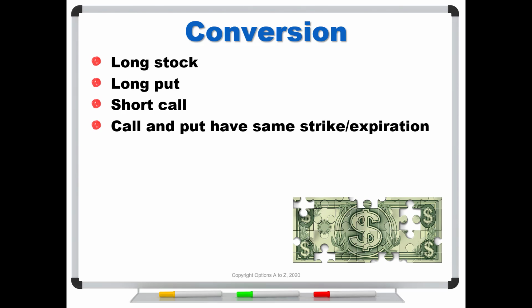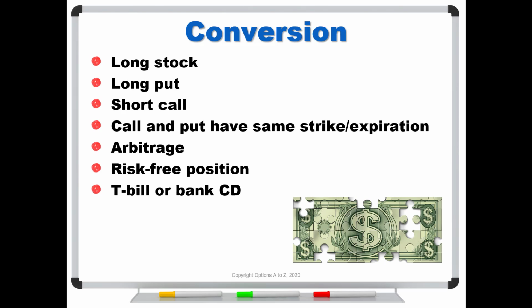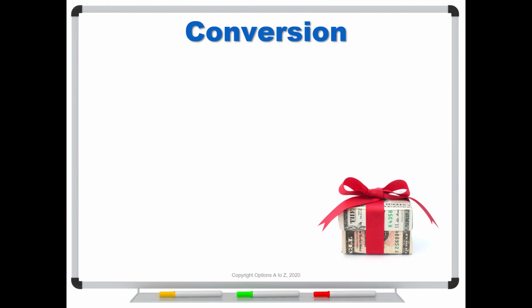So once you put this conversion position on, it's a type of arbitrage. It's a guaranteed known outcome, so you can think of it as a risk-free position. Think of it like a Treasury bill or a bank CD. You're going to spend a certain amount today and it's guaranteed to grow to a certain future value. So let's take a look at a conversion.